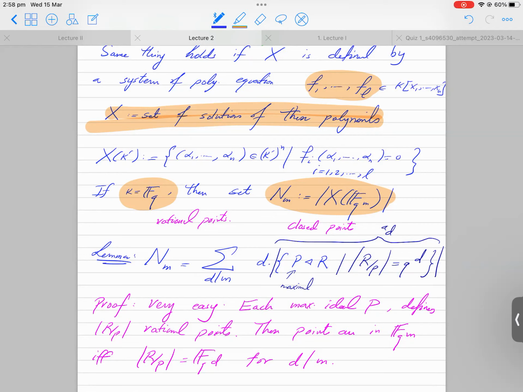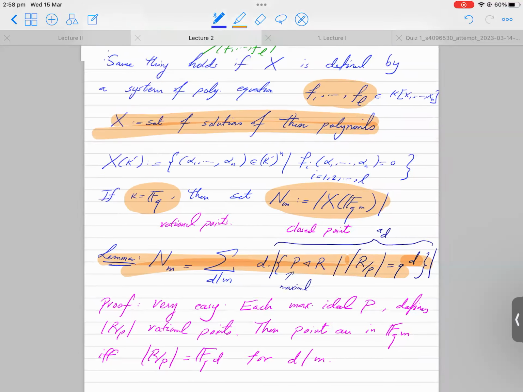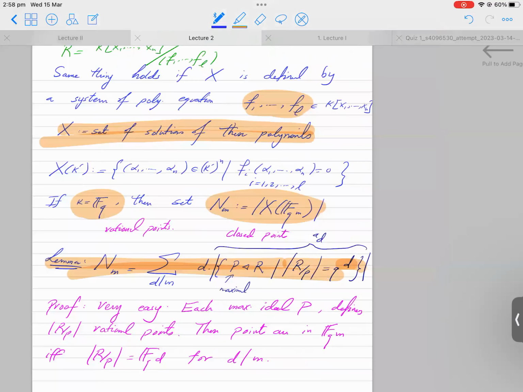But why are we doing this? I just want to remember this formula for later. I will bring it out later as well. So why are we doing this? We're doing it for the following reason.